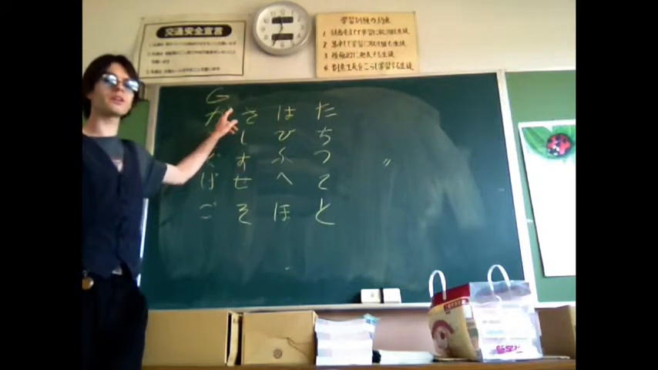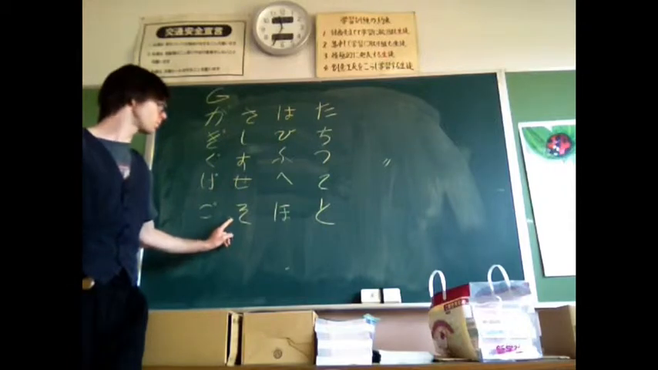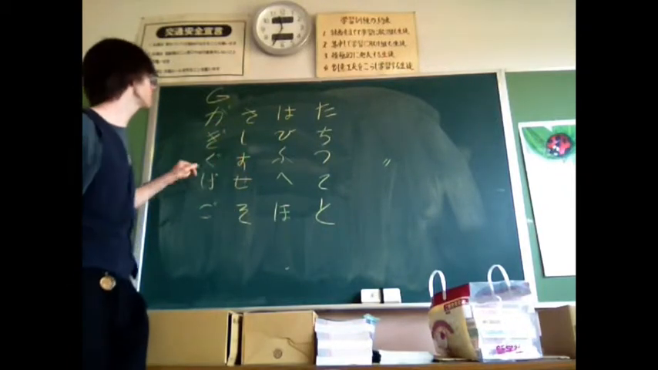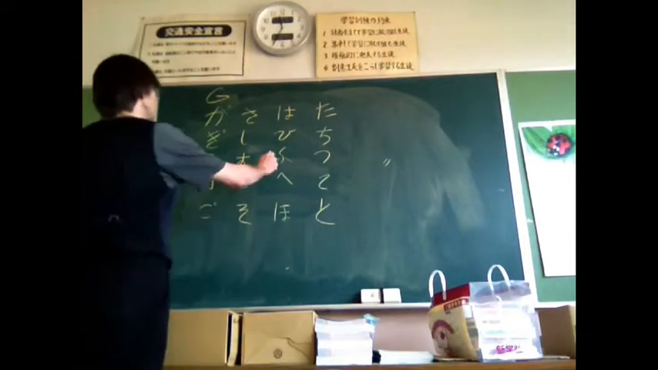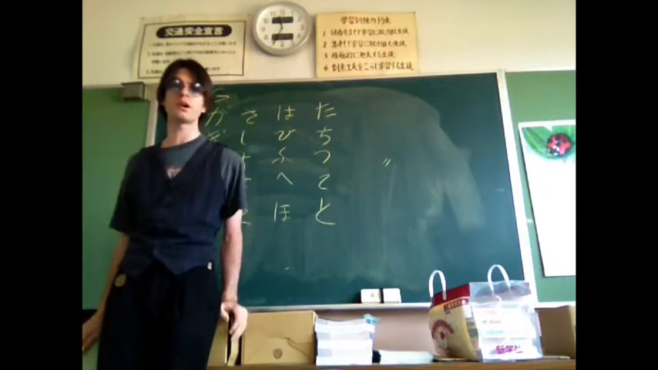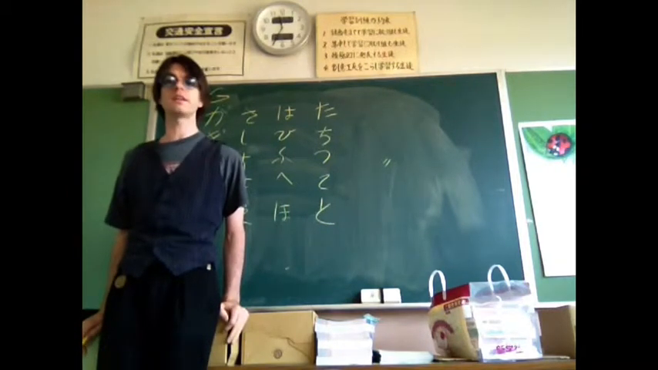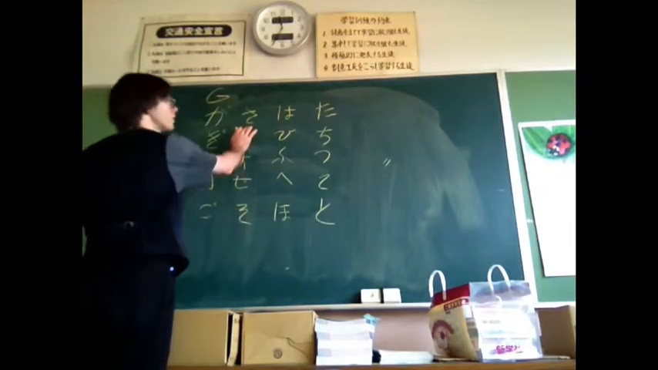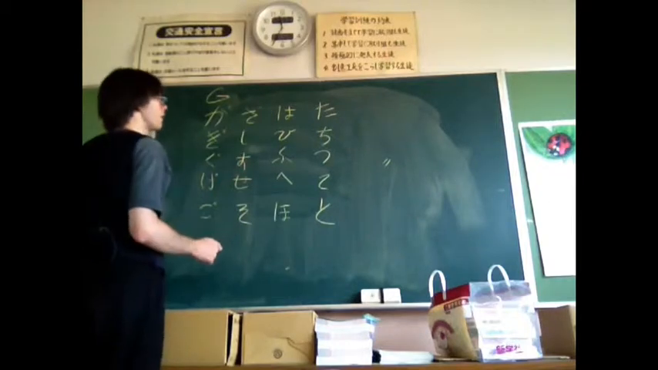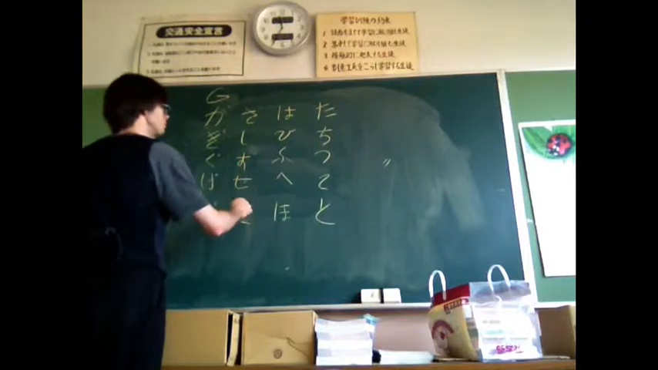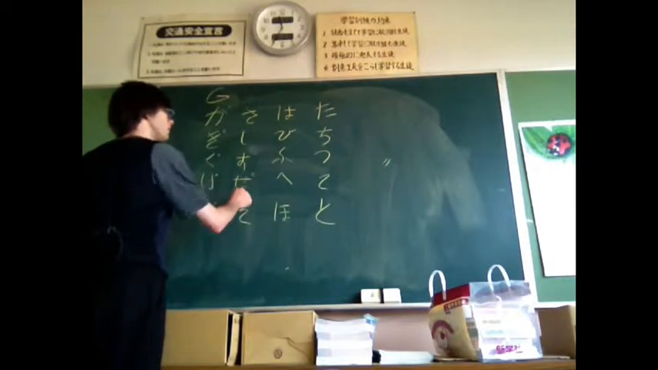The next bit over here is going to be the sort of S group. This one is special because of shi. Shi is a little bit weird, but everything else is relatively okay. So we've got sa, the S sound. Take the S sound and use it with your voice. Z, z, z. It's the Z sound, right? These ones become Z. So sa becomes za. We'll come back to shi. Su becomes zu. Se becomes ze.